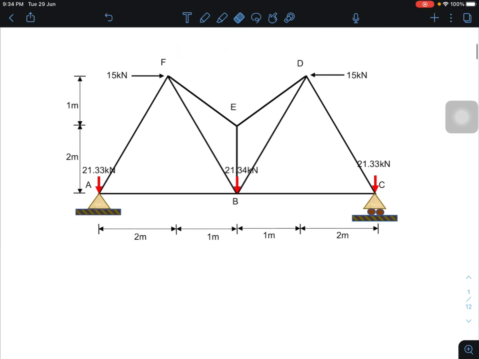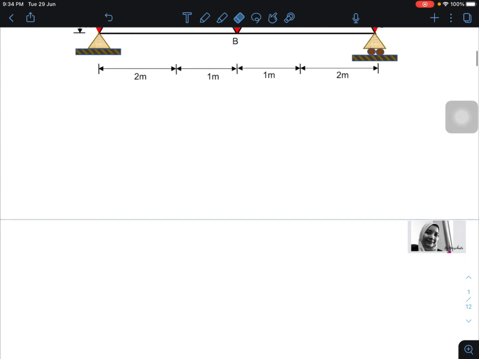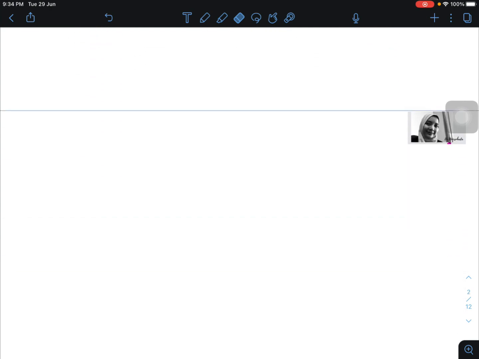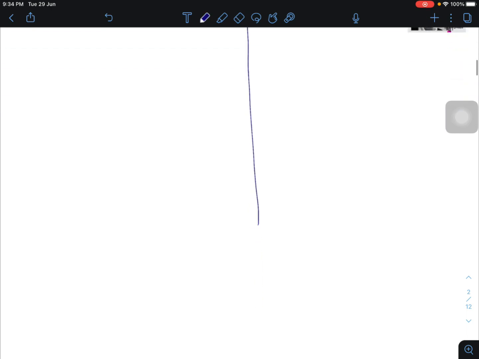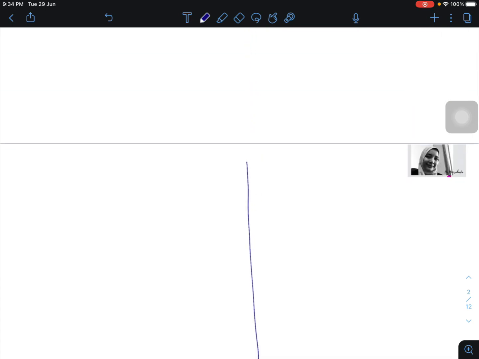Okay, now when we talk about the virtual work method, I prefer to divide it into two parts. The first part is the solution for real load, or identification of capital N, and the other part is for virtual load, small n.